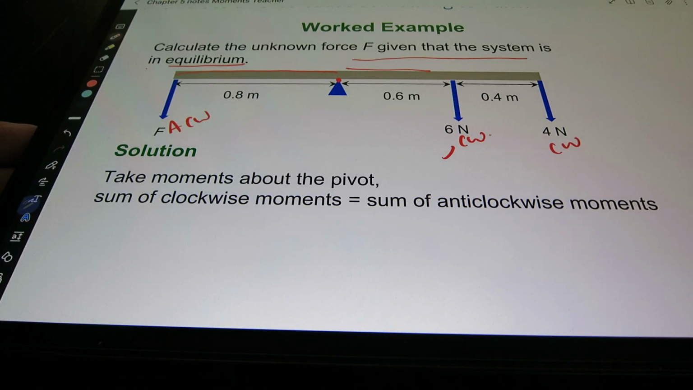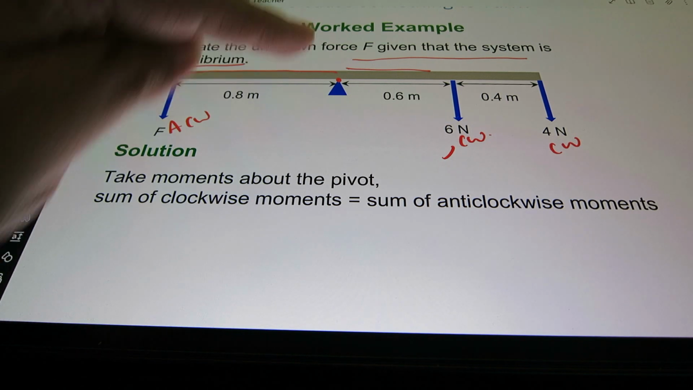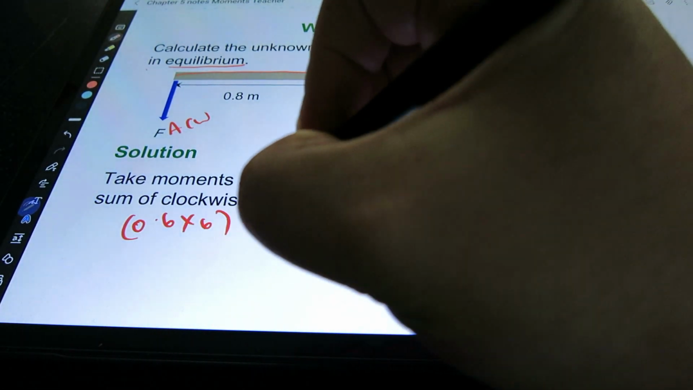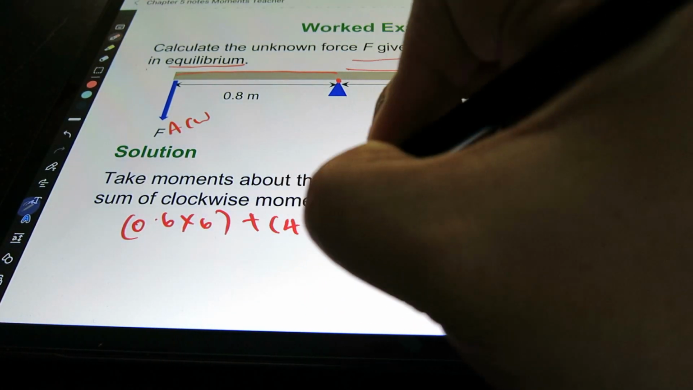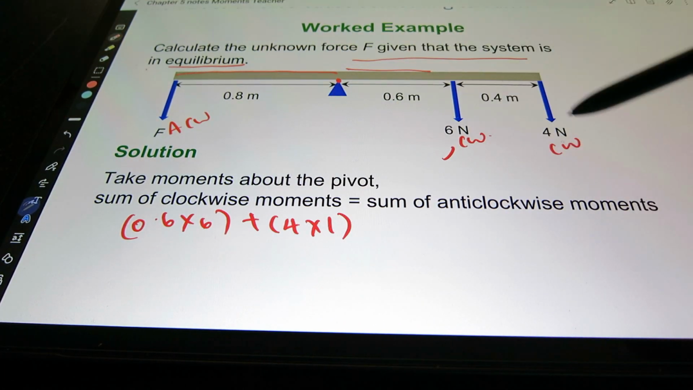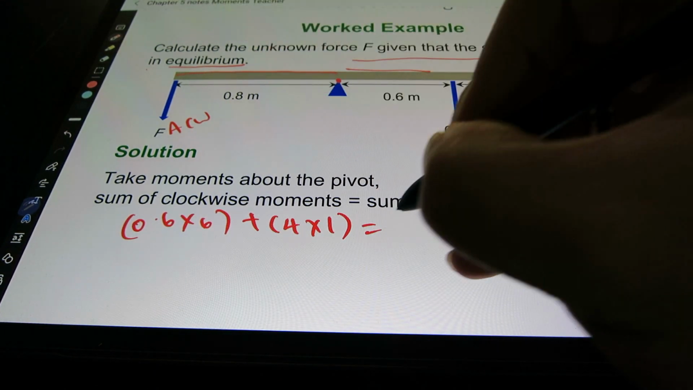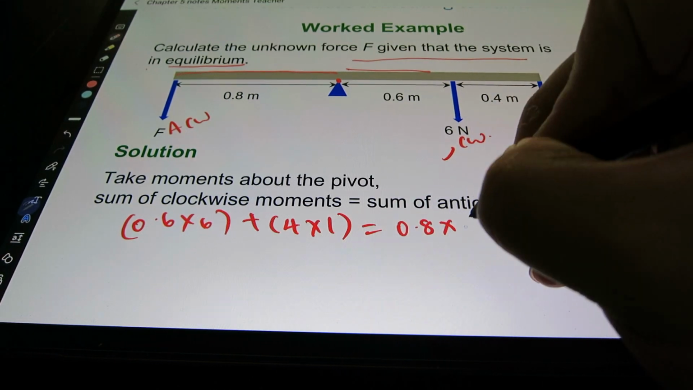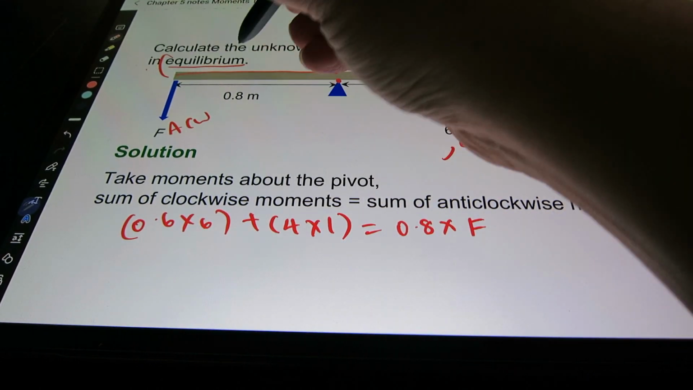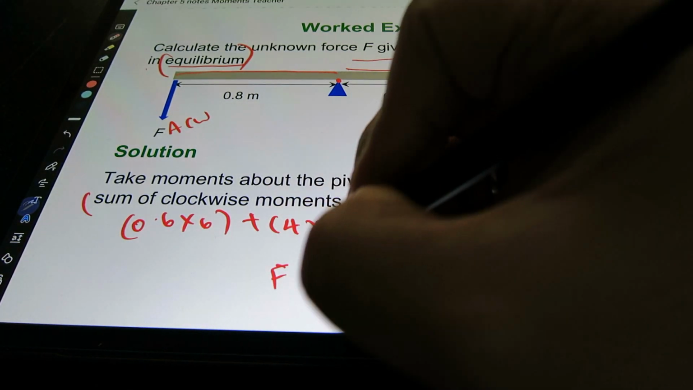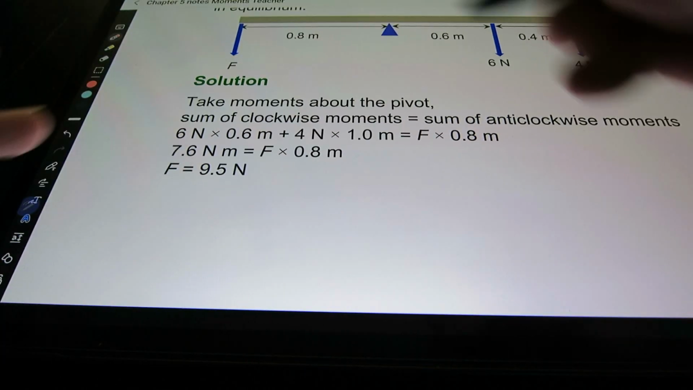So I sum up all the clockwise and I sum up all the anti-clockwise. So the clockwise moments are 0.6 multiplied by 6. This is this force. Plus 4 times 1 meter. 4 newtons times a total of 0.6 plus 0.4, which is 1 meter, equals the sum of anti-clockwise, which equals 0.8 times force. Because they are in equilibrium, I can make this statement that they are equal, which means I can then find the unknown force. So do your calculation and you can find that the force is equivalent to 9.5 newtons.